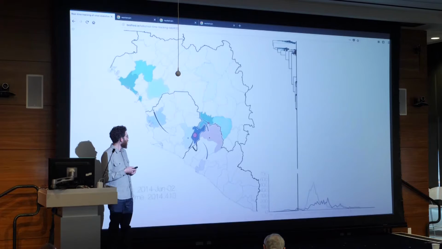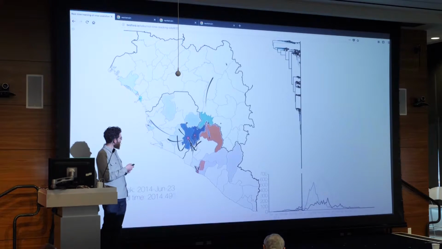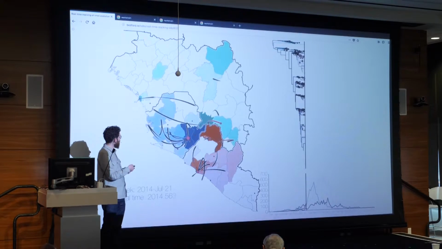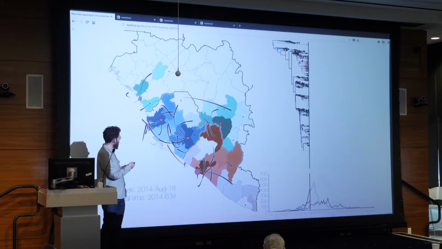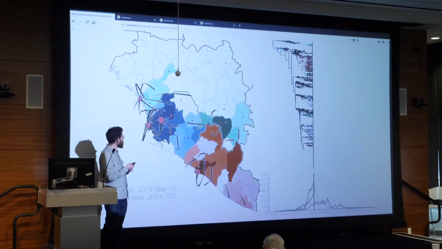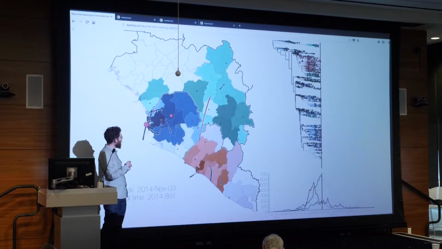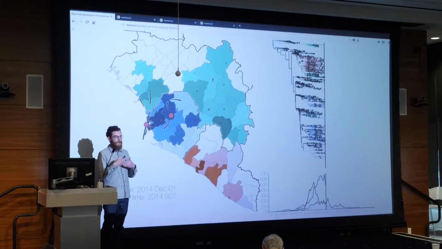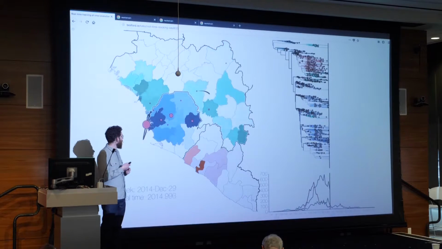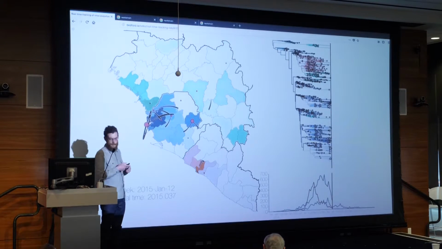Overall, this gives a picture of really rapid spread of the virus. The spread of the virus across the West African landscape is driven by a large number of migration events that each by themselves don't do so well, but together stack up to push the virus and make it spread. Okay, so that's the overall picture for Ebola.